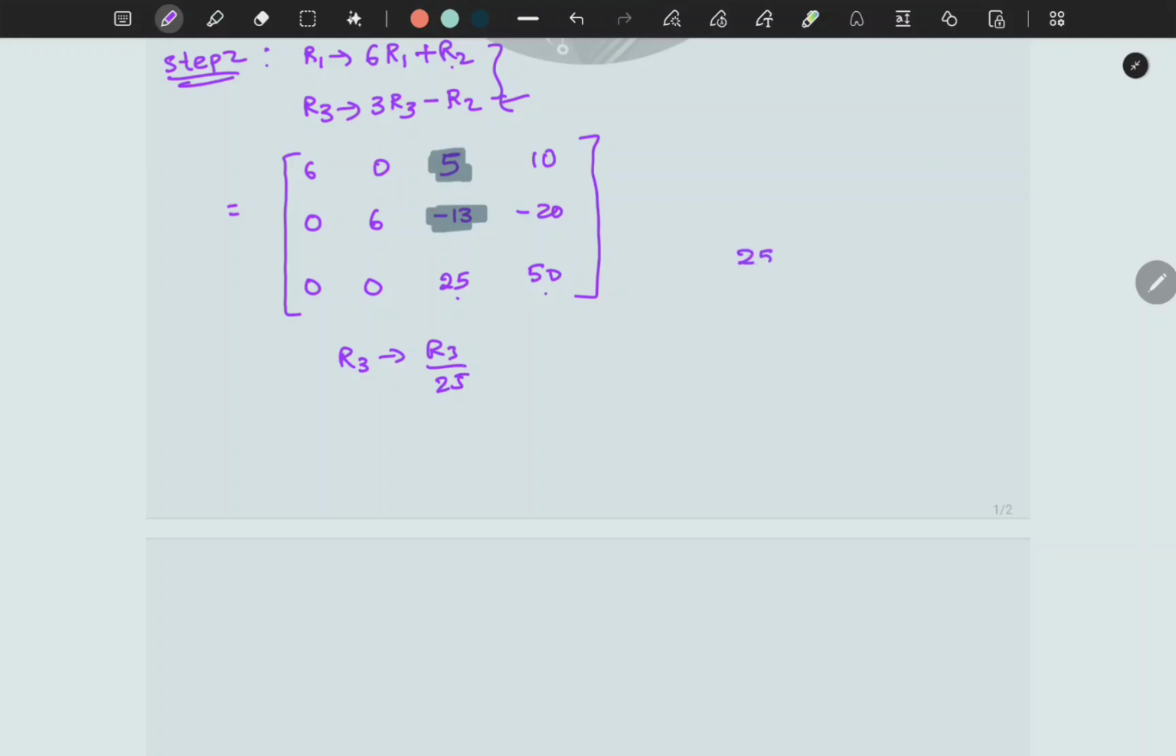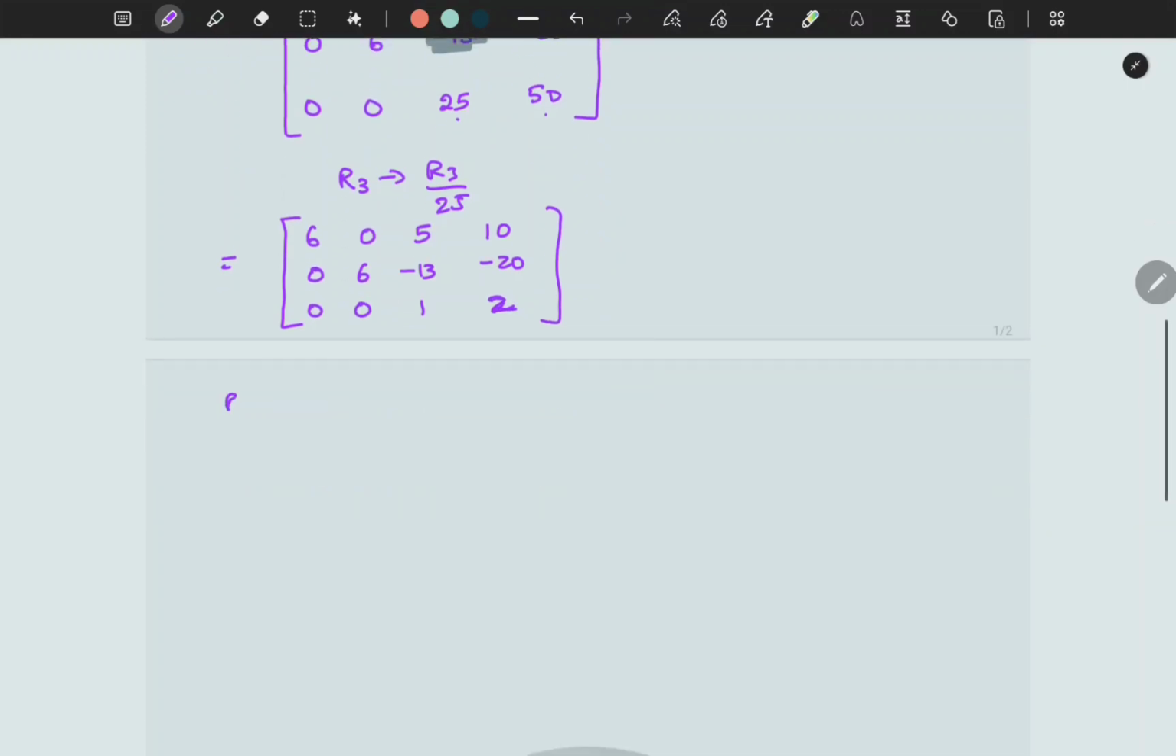Can we divide that? Because what is row 3? 25 z is equal to 50. Can we divide 25 on both sides? The answer is yes. So that's why I can divide row 3 with 25. So what do I get? I get 6, 0, 5, 10; 0, 6, minus 13, minus 20; 0, 0, 1 and 2. I hope you understood. This is 2.